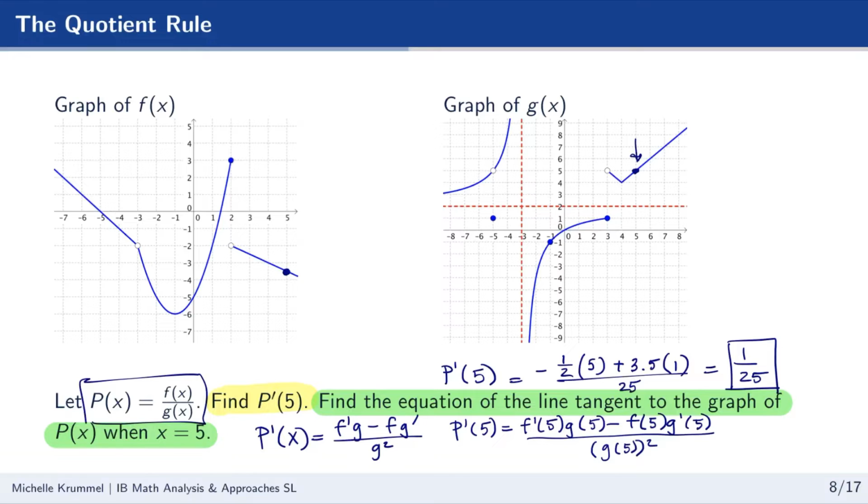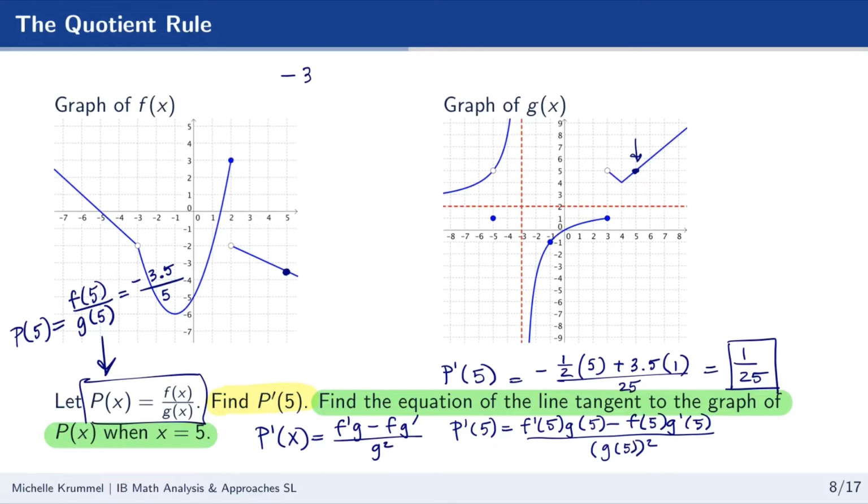To write the tangent line equation, at the point where x equals 5, I need to know P of 5 and P prime of 5. We've already found P prime of 5. Now we need to find P of 5. And we find P of 5 using the equation for P of x. So P of 5 equals f of 5 over g of 5. So f of 5, that's my negative 3.5. I probably should write that as a fraction because I have to divide that by something. And then g of 5 is equal to 5.